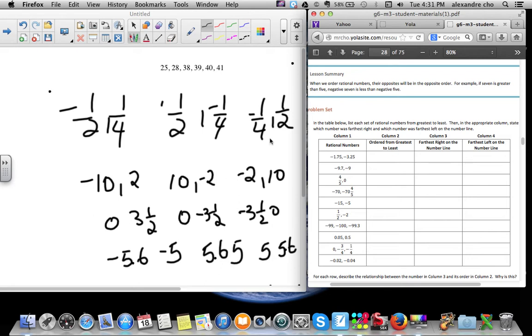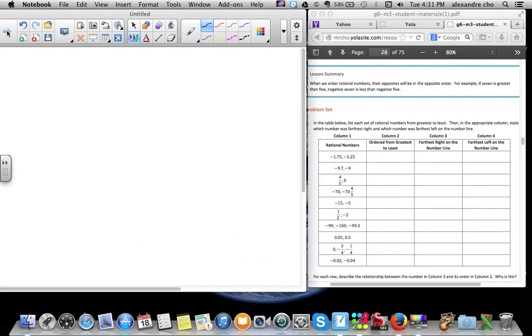Okay, so let's try number 1. Number 38.1 is the order from greatest to least. Well, the greatest number is negative 1.75, and the smaller number is negative 3.25. Okay, greatest to least. And farthest right on the number line: the number farthest right on the number line is negative 1.75, and the number farthest left on the number line would be negative 3.25.